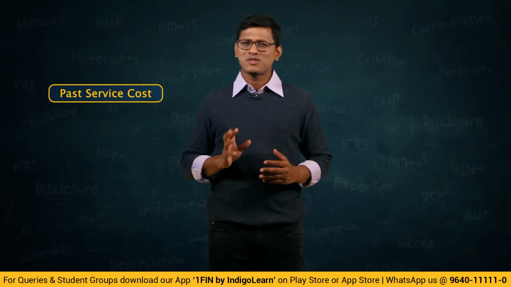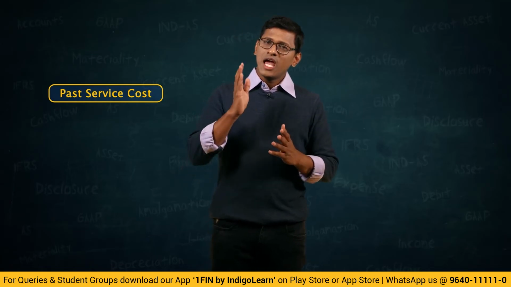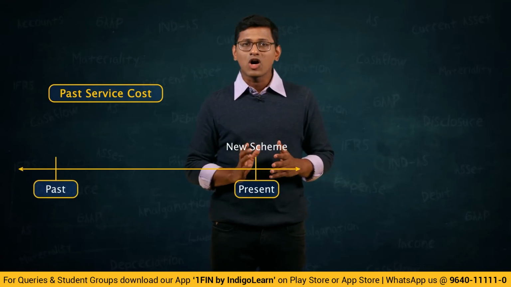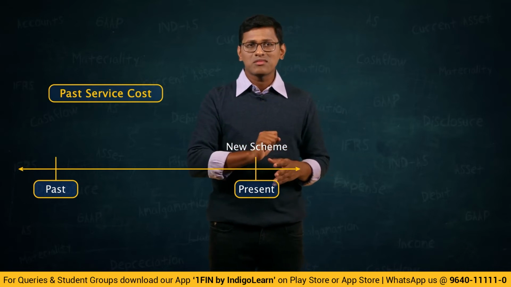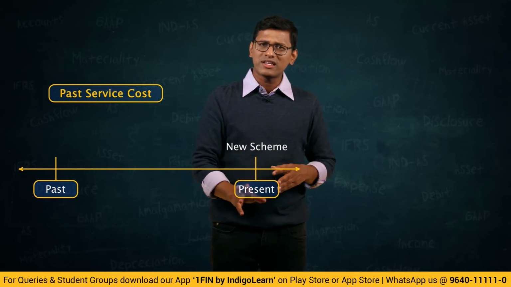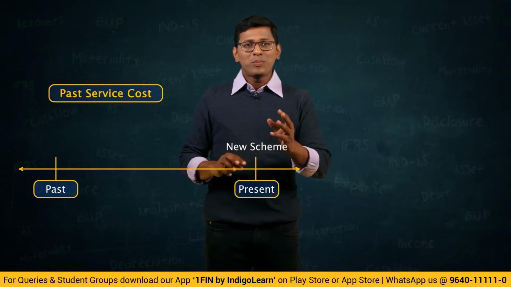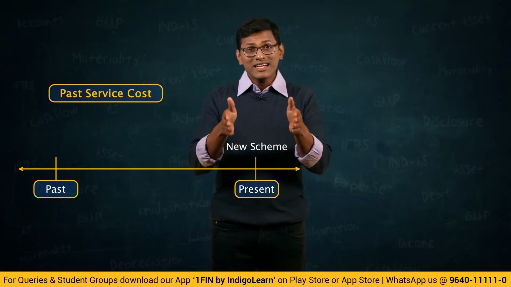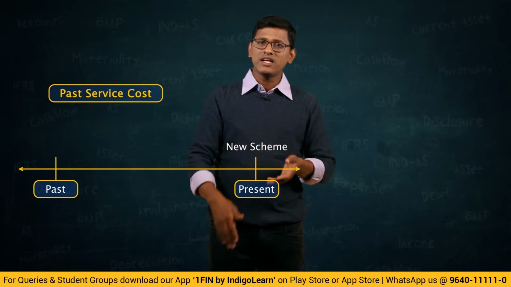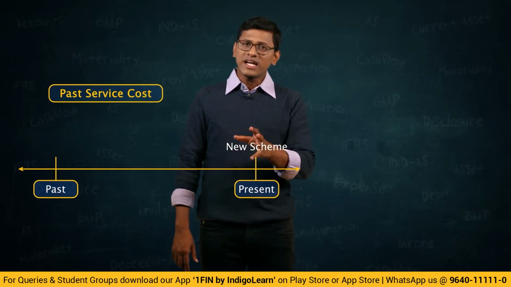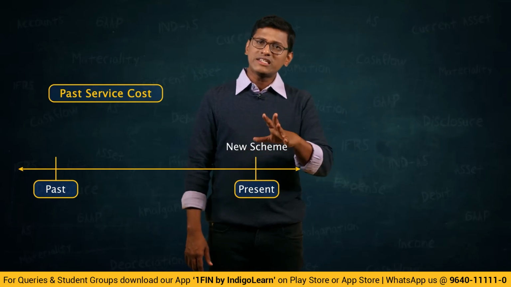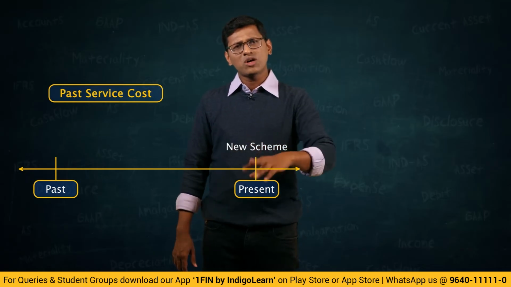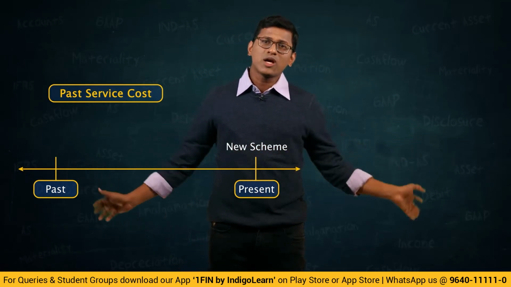Past service cost. What is the meaning of past service cost? Friends, in the current period, you introduced something like a gratuity scheme, or you changed the gratuity scheme or pension scheme, any employee benefit related scheme. Basically, you just said all the employees who completed 3 years of service will be entitled to gratuity. Earlier it was 5 years of service. Now you introduced a policy saying everybody who completed 3 years of service will be entitled to gratuity. You became more generous in life.